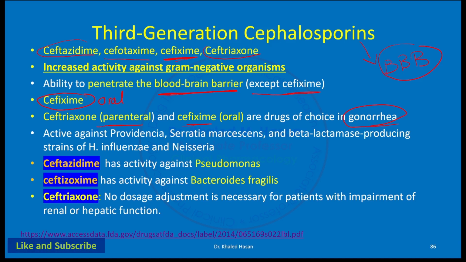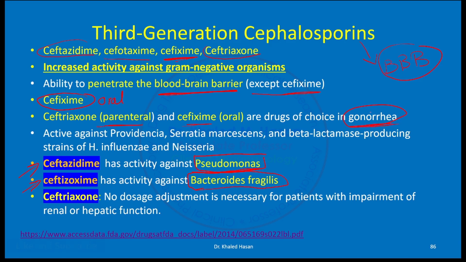Okay, speaking a little bit about some specific characteristics of each antibiotic, we need to remember a group of medications. We have ceftazidime. Ceftazidime has activity against Pseudomonas aeruginosa. Then we have ceftriaxone, active against Bacteroides fragilis, anaerobic bacteria. This is important here. We are speaking about the group of medication here. And ceftriaxone is effective against gonorrhea.